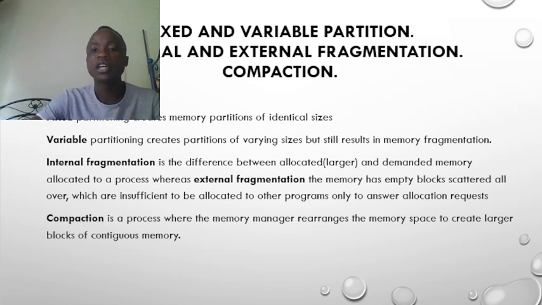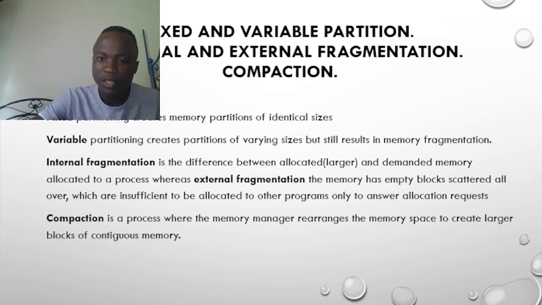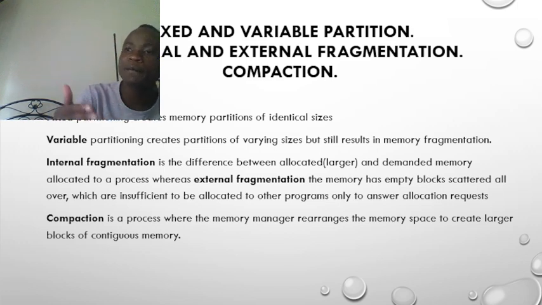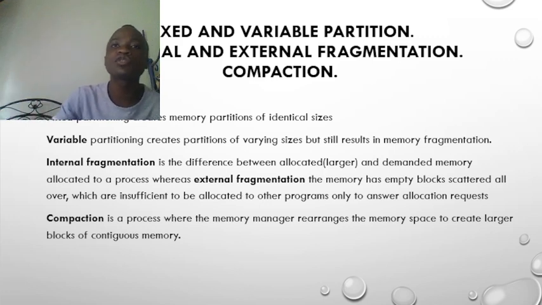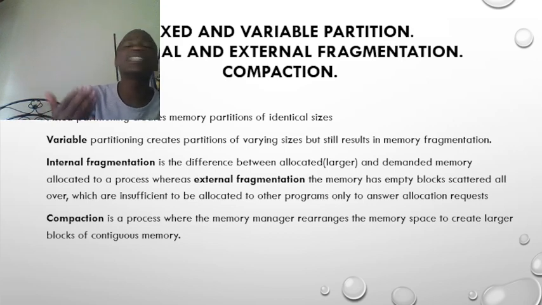External fragmentation has empty blocks scattered all over, which are insufficient to be allocated to other programs, and can only answer allocation requests. In external fragmentation, we have some residue stores. These residue partitions are there, of course, but they are not enough to be taken up by processes, to store processes. They can only handle requests.